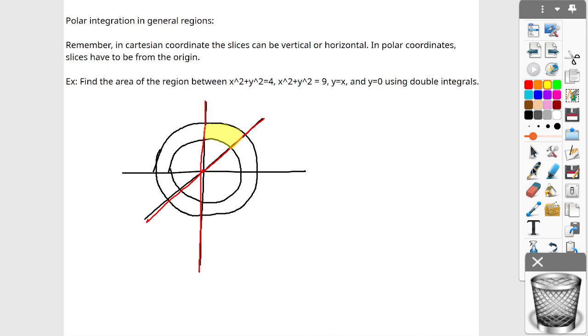Or I'm sorry, it's y equals 0, so I drew the wrong thing anyways. Y equals 0 is the x-axis. So it's this one, not the other one, because by default, I am going to use the first quadrant. So this one.